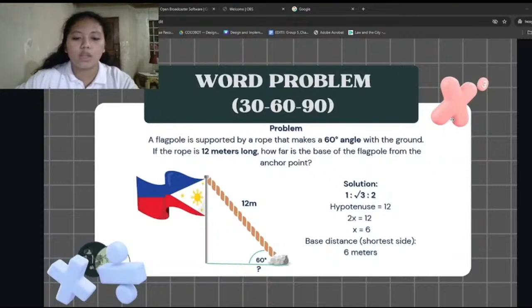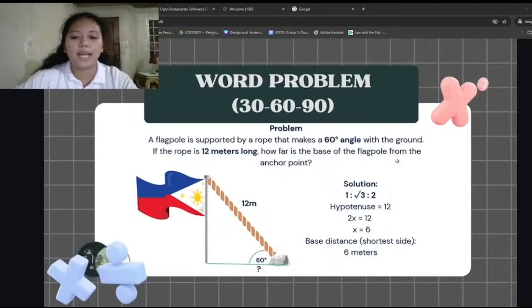The rope is the longest side, the hypotenuse. This is our hypotenuse. It's 12 meters long. The rope makes a 60-degree angle with the ground. So the angle between the flagpole and the ground is 90 degrees, which means the last angle must be 30 degrees. Remember our golden rule?